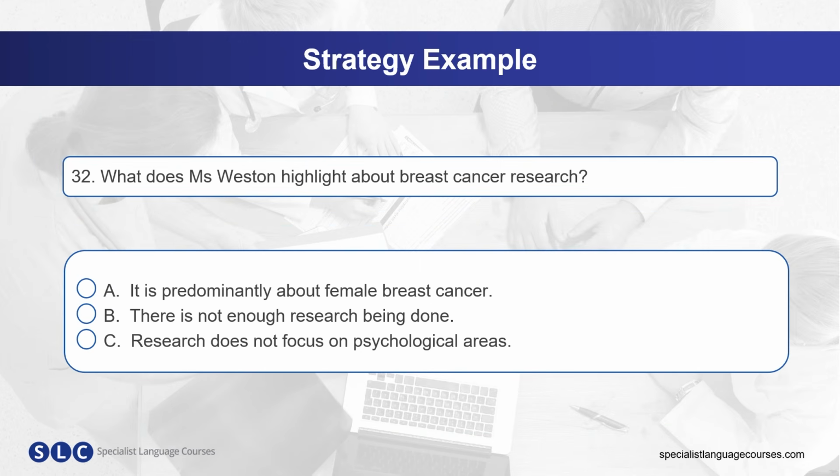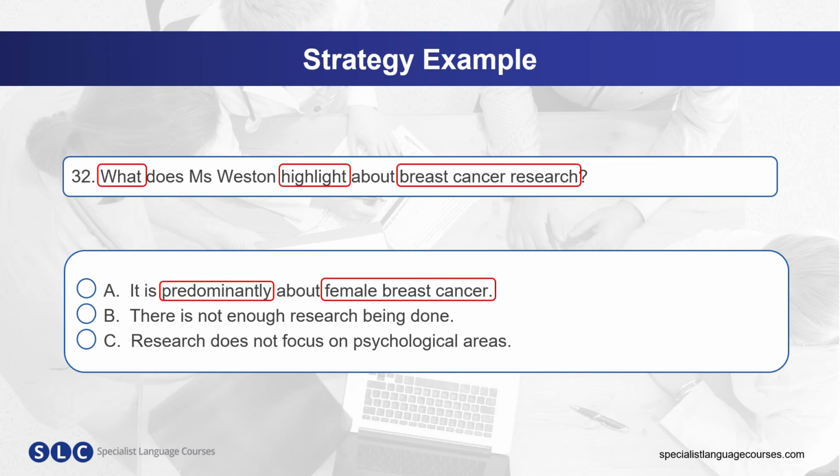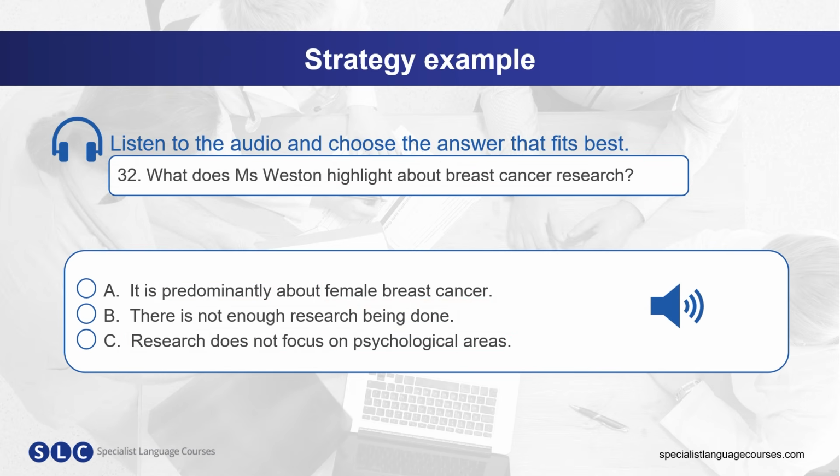Let's look at another example. First, we need to understand the question. You need to listen for what Ms. Weston focuses on in terms of breast cancer research. A states that Ms. Weston says the research is mainly about female breast cancer. B states there is not enough research being done. And C states that research does not focus on psychological areas. The correct answer will be which option Ms. Weston points out, focuses on, or highlights the most. So listen and choose the correct option now.